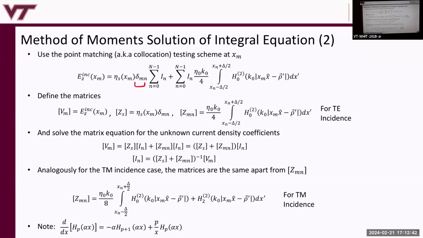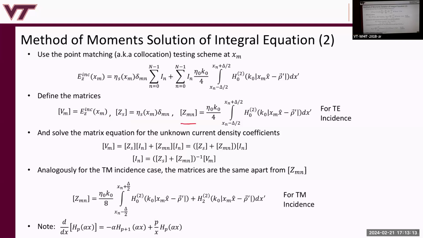Next, we define the matrices. V, the voltage vector, is the left-hand side. Z sheet now is a new matrix, the sheet impedance times delta Mn, meaning that delta Mn equals 0 if M is not equal to N, and 1 if M equals N. So this is a diagonal matrix. And then the ZMN matrix is the same.